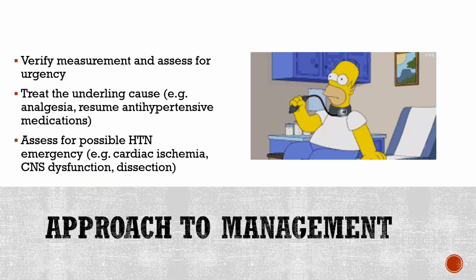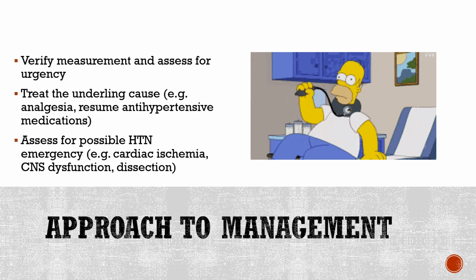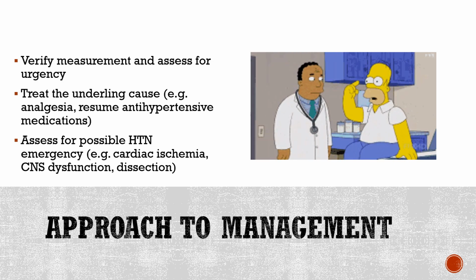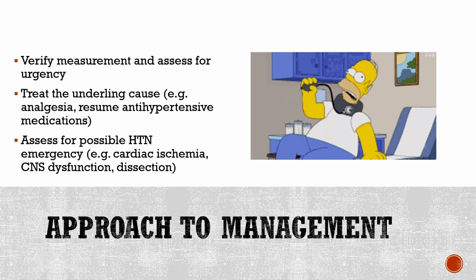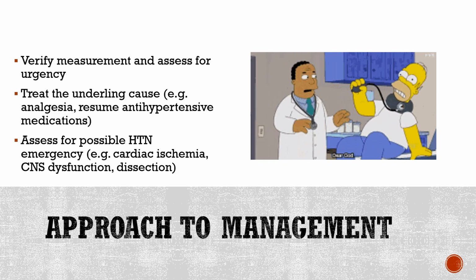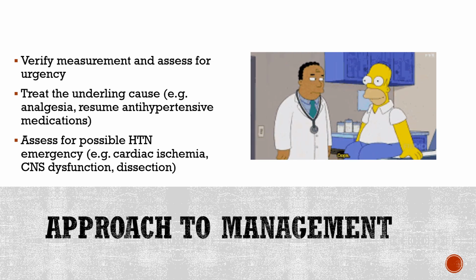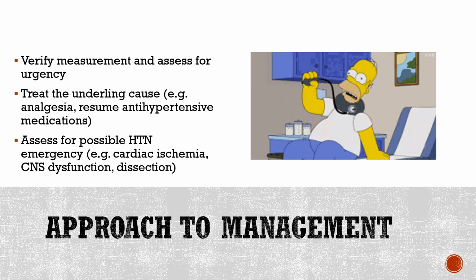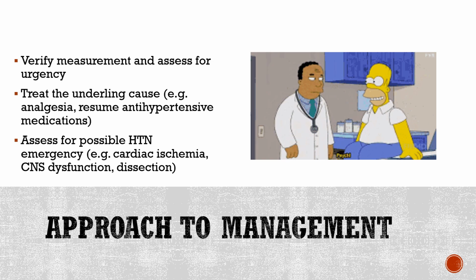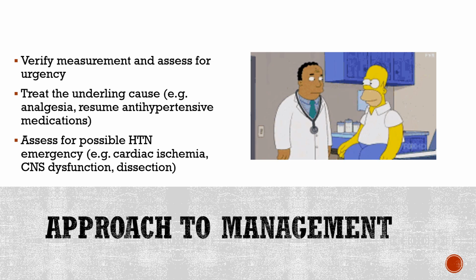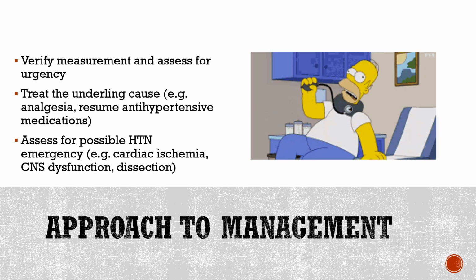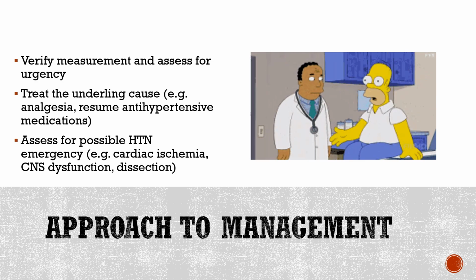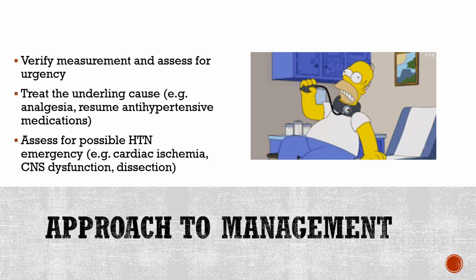So what is an approach to management? Again, like we discussed earlier, confirm the measurement and assess for urgency. Treat the underlying cause, such as, for example, treat the pain and resume antihypertensive medications if no contraindications. And again, think about, does the patient have possible hypertensive emergencies, such as in the presence of cardiac ischemia, CNS dysfunction, or presence of aortic dissection?